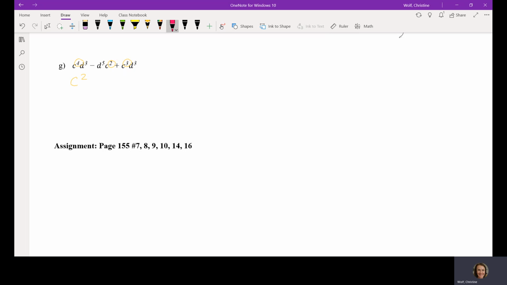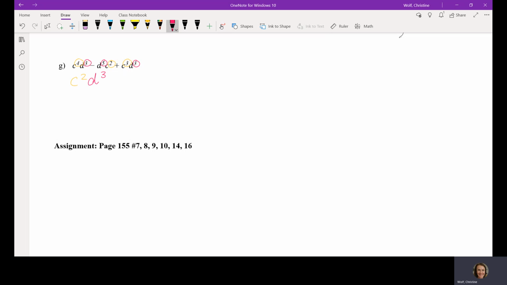Okay, moving on, let's look at the D's. I have 3 there, 5 there, and 3 there. So they could each give me 3. They could each give me 3 without running out. Okay? So that's what I can take out. Each term is able to give me that much without overdrawing, without taking too much.